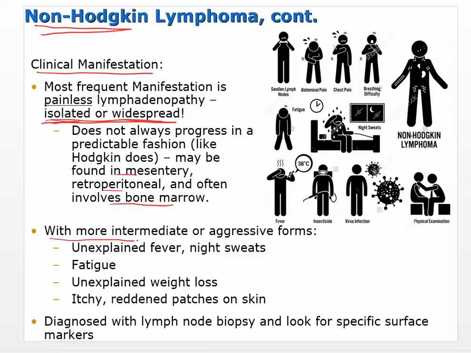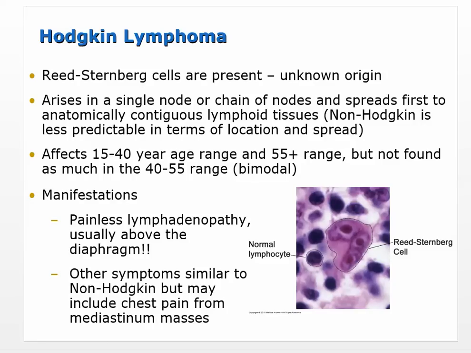Now, some of the manifestations with more intermediate or aggressive forms may include unexplained fever, night sweats, fatigue, unexplained weight loss, and also you can see reddened patches on the skin, which can be from the fact that it's interfering with the production of other types of blood cells. It's diagnosed with lymph nodes. So we have to actually take a biopsy, cut a piece of the lymph node out and look at it, and we look at these surface markers, some of these proteins on the outer surface. That's how we identify it.